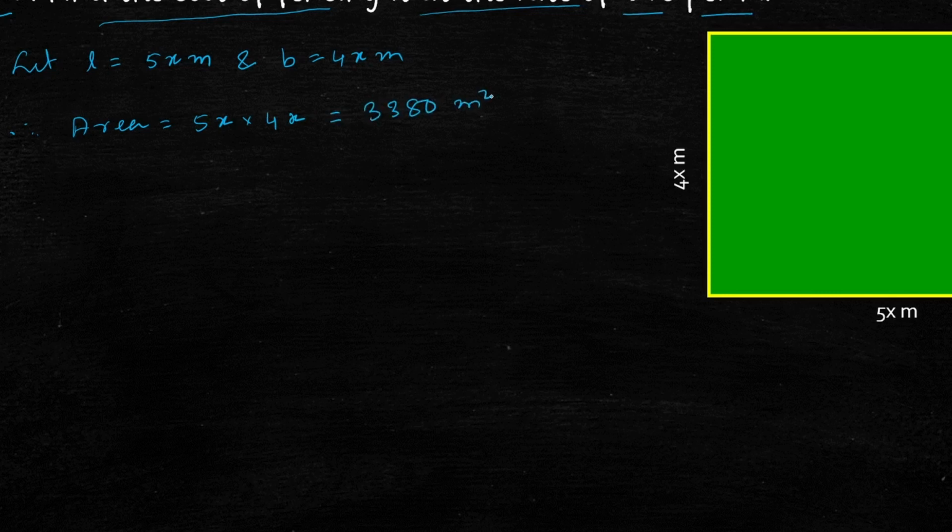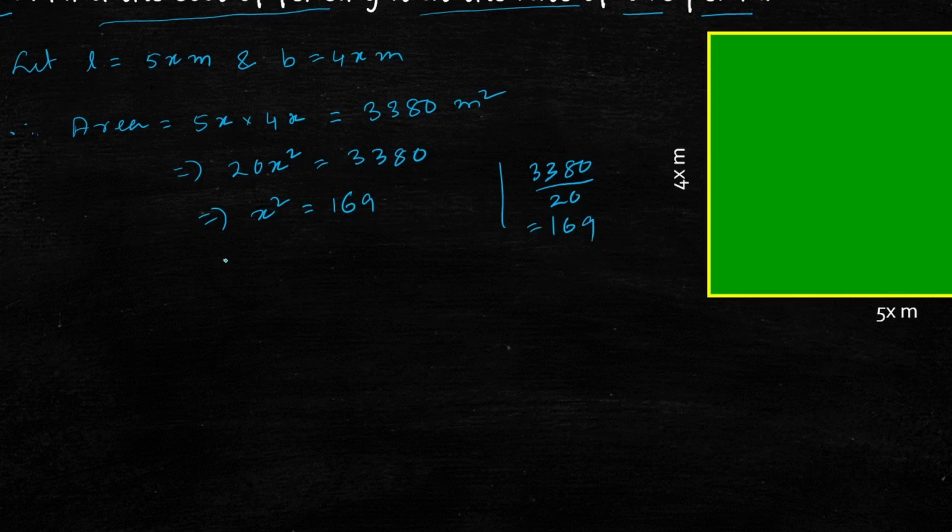3,380 meter square. So this is 20x squared is equal to 3,380, and therefore x square is equal to 169. How do we get 169? 3380 divided by 20 is equal to 169. Therefore, x is equal to root over 169.